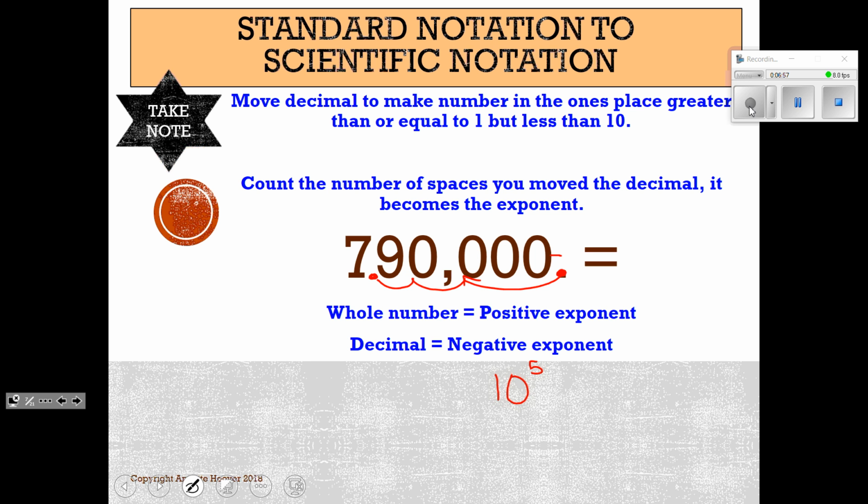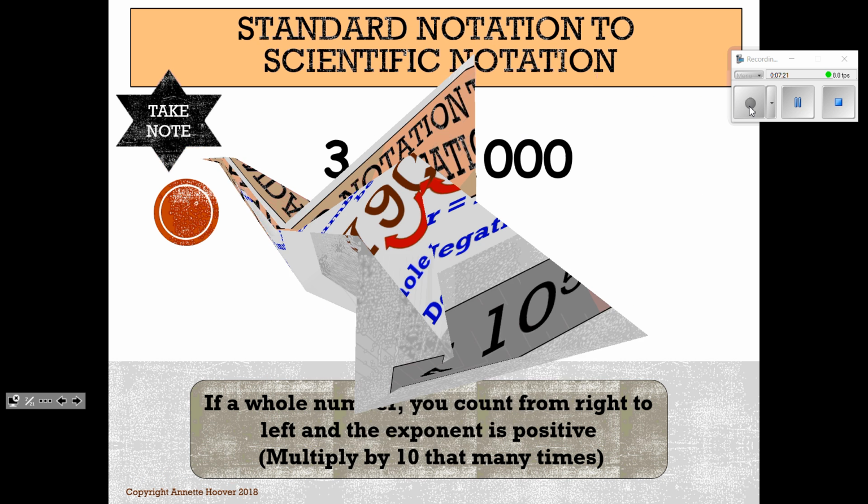Now we can get rid of all of the zeros here at the end, and we are left with 7 and 9/10 times 10 to the 5th power. So now if you were to take your calculator and go 7 and 9/10 and multiply it times 10 5 times, you would come up with 790,000. Here shows the 5 places.